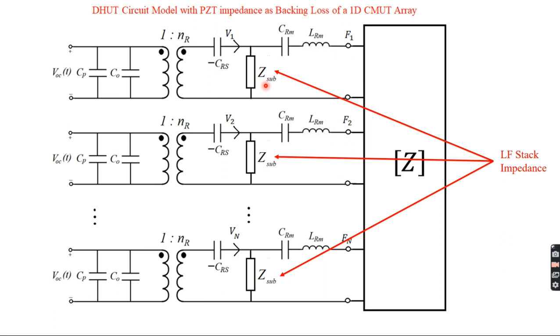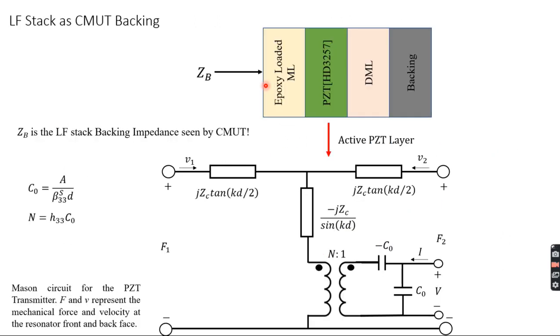So to explain how the substrate impedance can be derived in terms of the low frequency stack, looking into the layers, we start with the epoxy loaded matching layer. Then we have PZT, the matching layer, and backing. So for PZT, we have a 3-port standard Mason model, a 3-port electromechanical network, with C0 being the clamped capacitance. And then you have the impedance of the PZT layer.